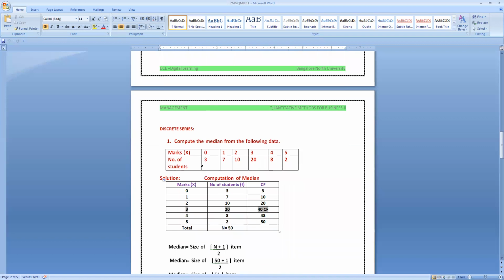Let us see some questions given in the form of discrete series, and how to calculate the value of median in the case of discrete series.